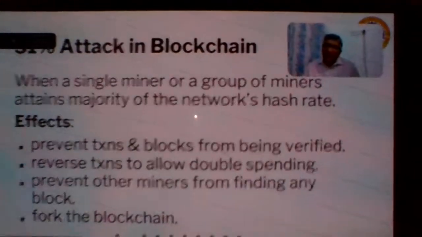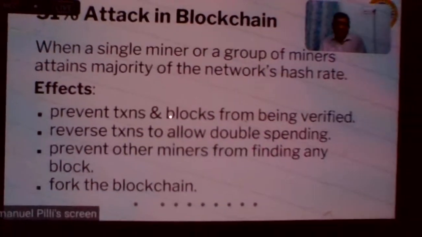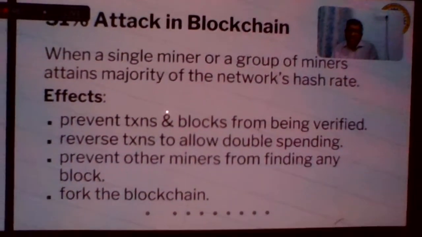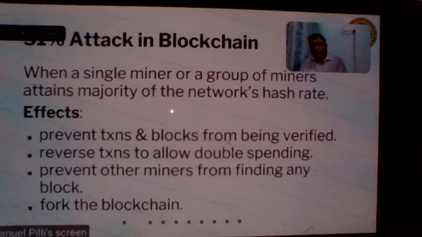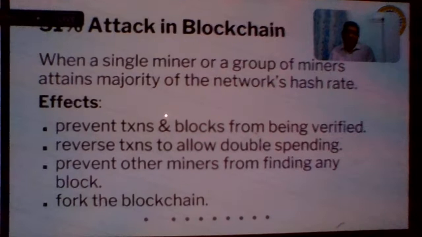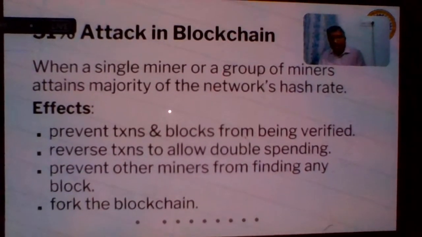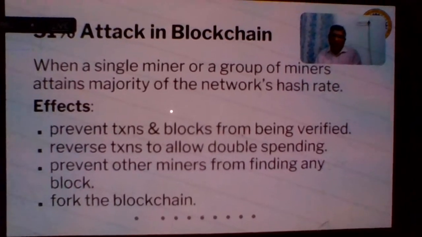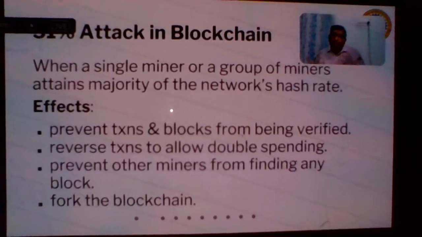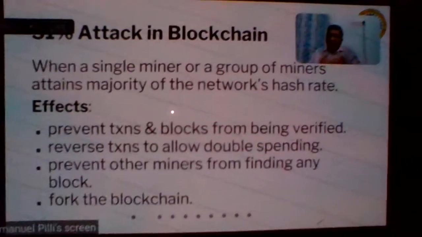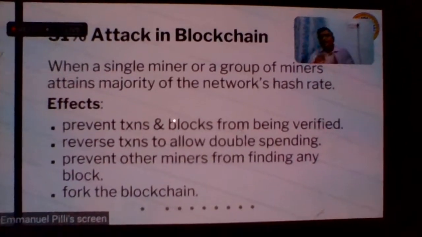But the next thing we talked about is the 51% attack. A 51% attack is when a single miner or a group of miners attains a majority of the network's hash rate. In that case, what happens? They prevent transactions and blocks from being verified. A group of friends are there, and all of them know who is adding the block, so obviously they will all verify it.